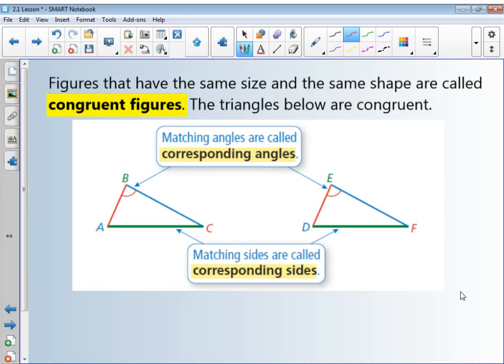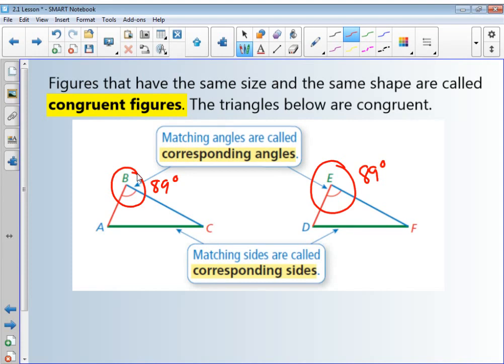So corresponding angles are two angles that are in the same position on each of the figures, and they are equal in measure. You'll notice here that angle B is marked the same as angle E. Those are corresponding angles. If I knew that B was, say, 89 degrees, then I would also know that E is 89 degrees. Okay, so when you have corresponding angles, those angles are in the same position. Now, you could have your figure turned, and then you would have to match. Here, the figures are just slid over or translated over.